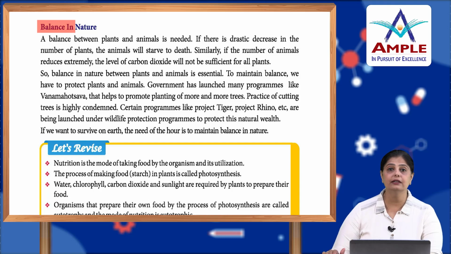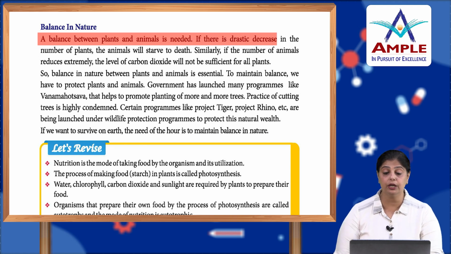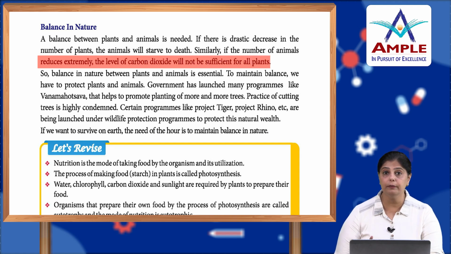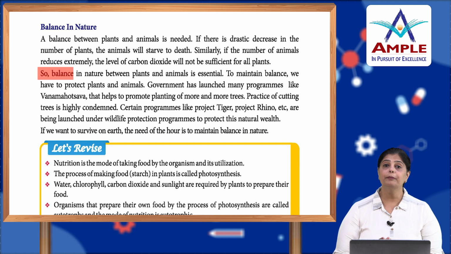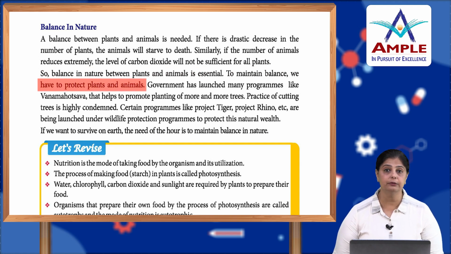Now, there is a balance in nature. A balance between plants and animals is needed. If there is a drastic decrease in the number of plants, the animals will starve to death. Similarly, if the number of animals reduces extremely, the level of carbon dioxide will not be sufficient for all plants. So, balance in nature between plants and animals is essential. To maintain balance, we have to protect plants and animals.